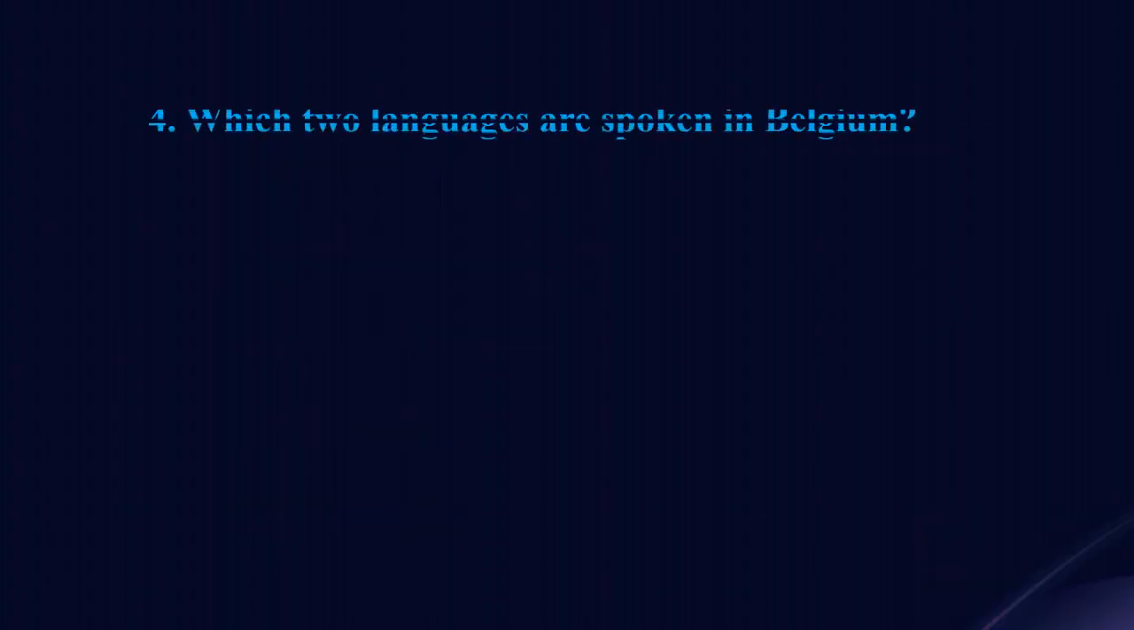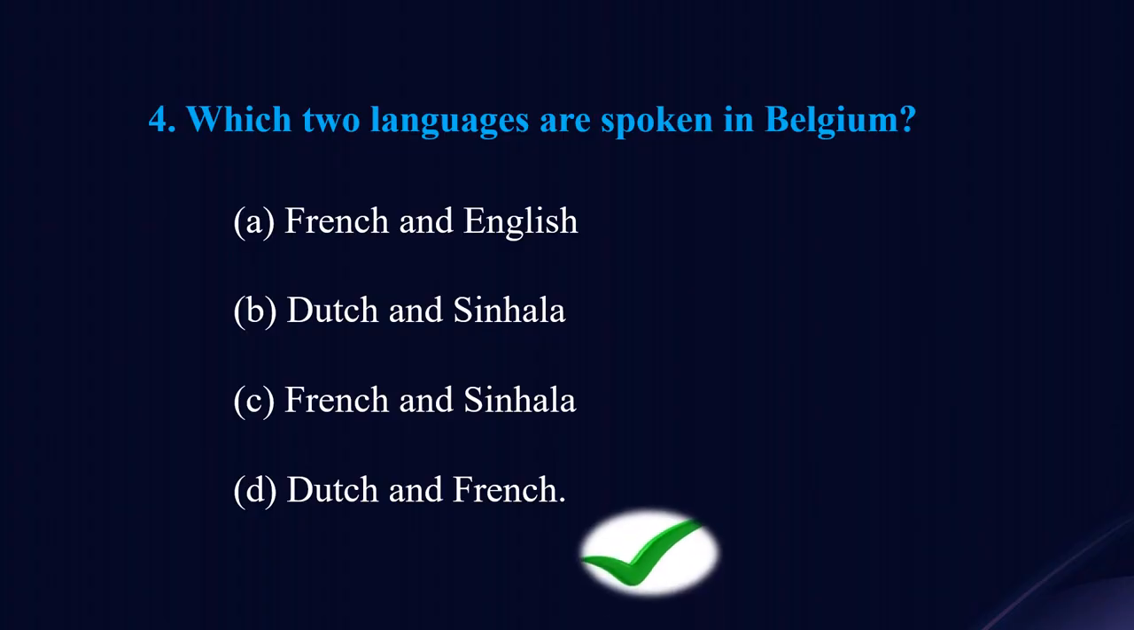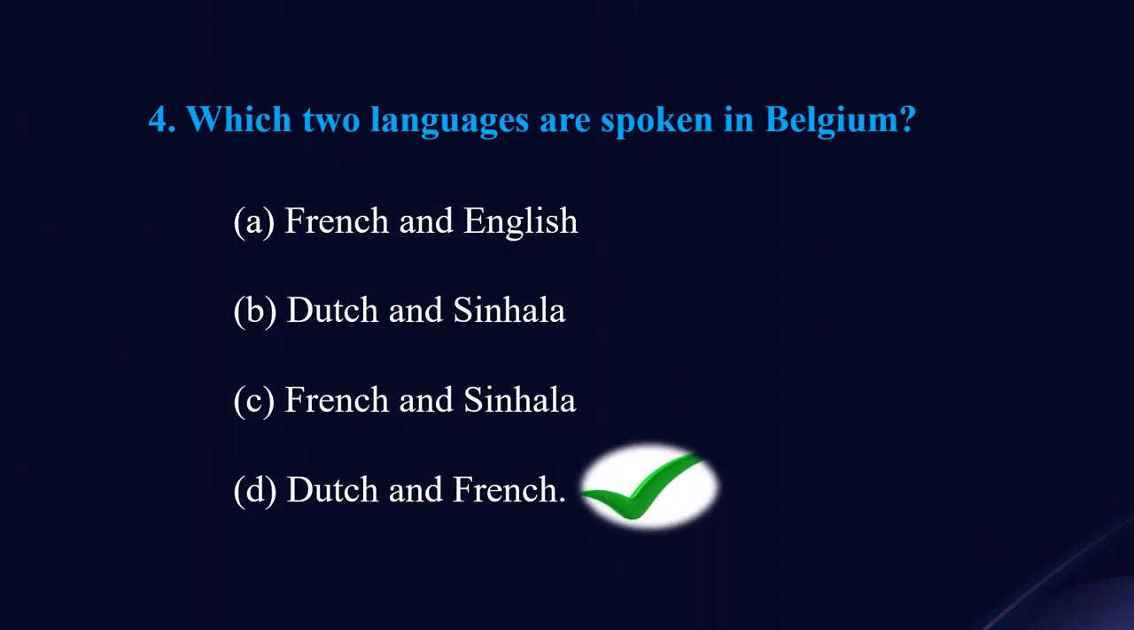Our next question is, which two languages are spoken in Belgium? The options are French and English, Dutch and Sinhala, French and Sinhala, Dutch and French. And the answer is Dutch and French.